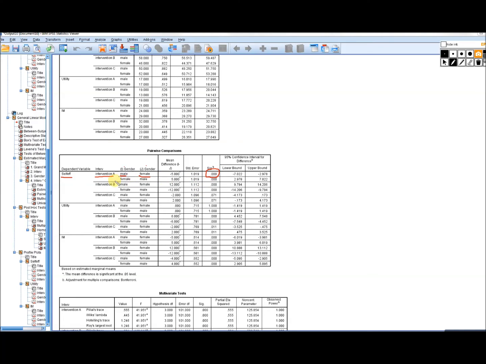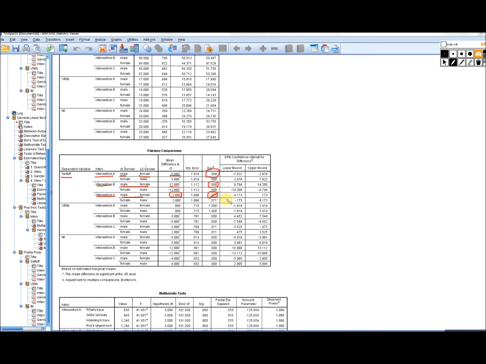When I look at intervention B, so that was intervention A right there, there's the mean difference. When I look at comparing males and females, you can see that males scored 12 points higher on average than females, and that difference was also statistically significant. When I look at intervention group C, comparing these two groups, you can see that males scored about 2 points lower on average than females, but using the 0.05 threshold, that would be non-significant.